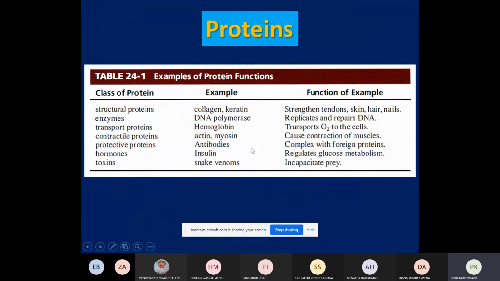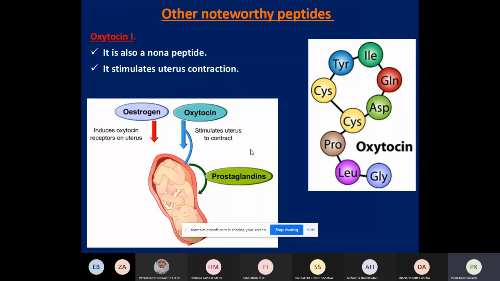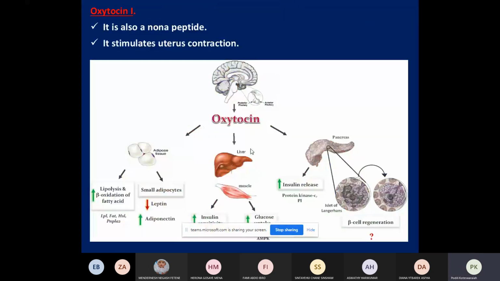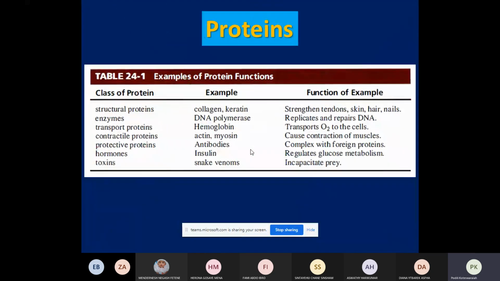So the conclusion from here is that all these peptides have either 2, 3, 4, 5, 8 or 9 amino acids, but they have various functions in the human body. And coming to the proteins, we have already explained in the first module that the word protein is derived from a Greek word, proteus, meaning holding the first place or the first rank in living matter.